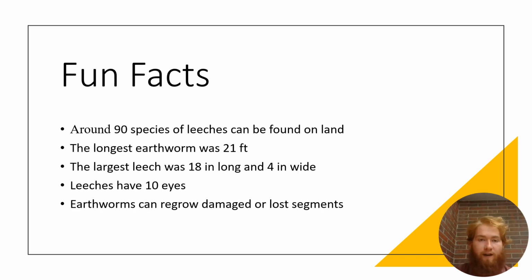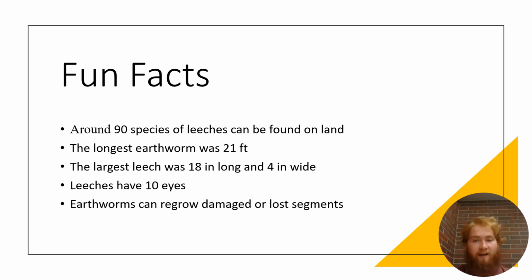And now some fun facts. Over 90 species of leeches can be found on land. When you think of leeches, you don't really think of them being on land, but over 90 species have been found to live and thrive in those moist environments. The longest earthworm was recorded in South Africa to be 21 feet long when fully extended. And similar for the leeches, the largest leech is the giant Amazon leech, which can get to 18 inches long and 4 inches wide, which is like huge for leeches.